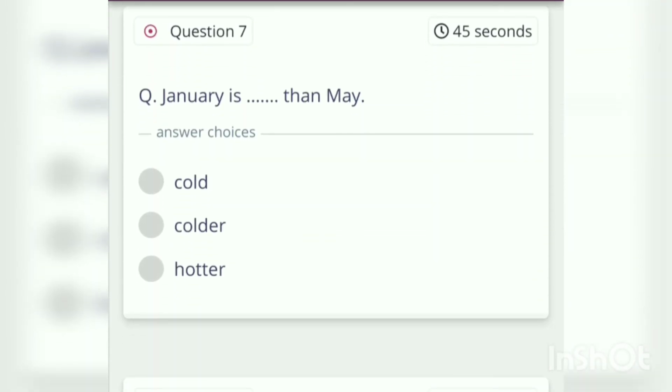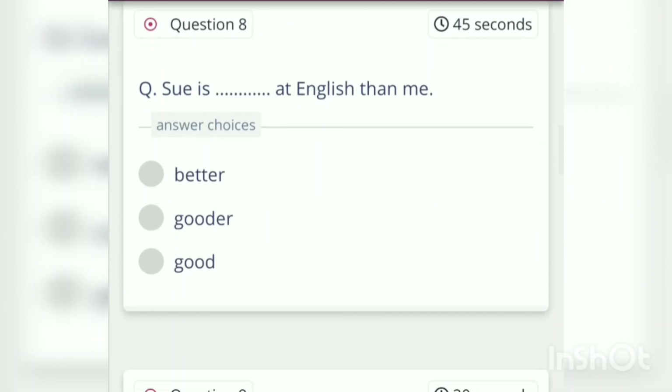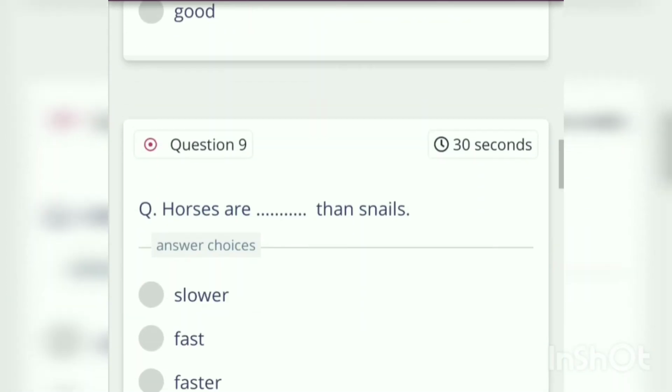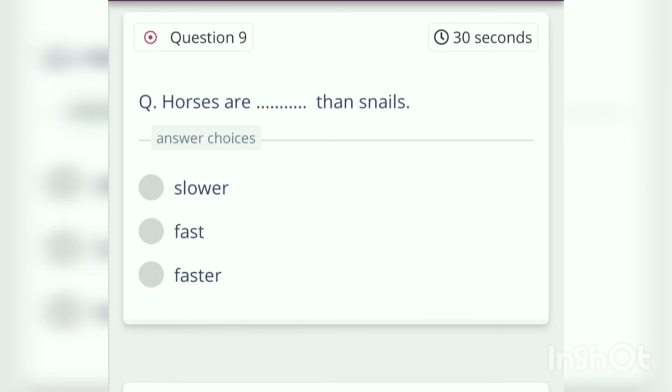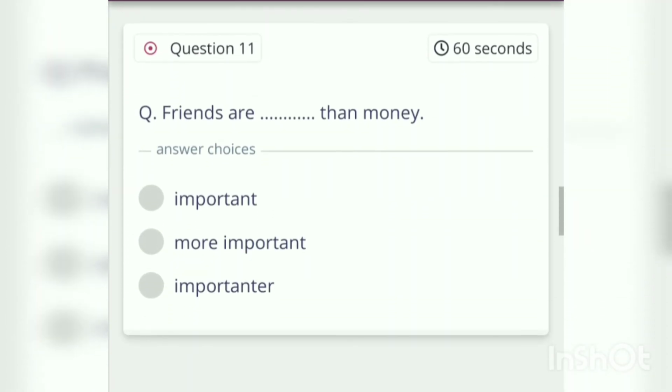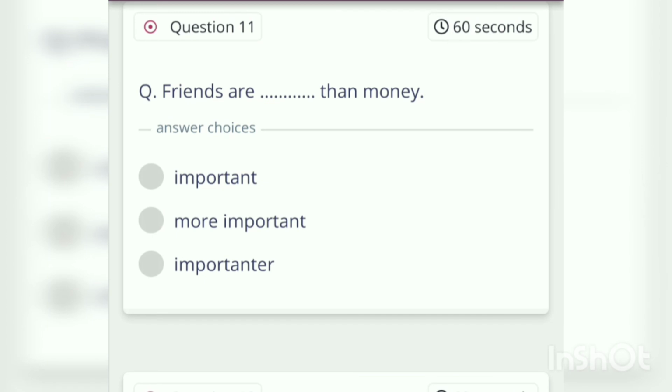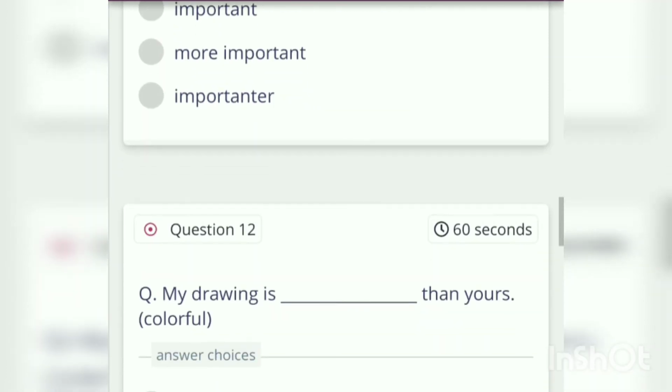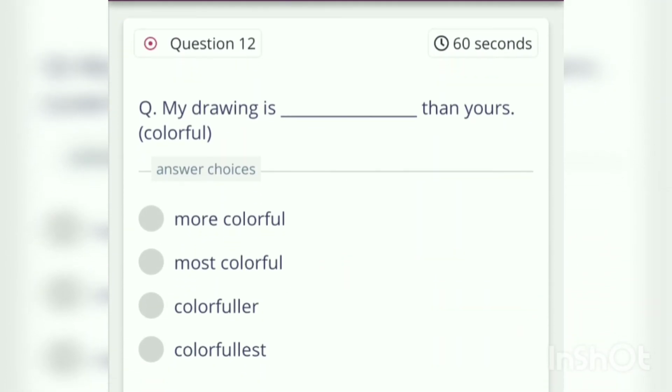January is dash than May. Sue is dash at English than me. Horses are dash than snails. Choose the correct option. Football is dash than tennis. 3 options. Friends are dash than money. Be very careful in choosing the option. Don't go wrong, children. My drawing is dash than yours.